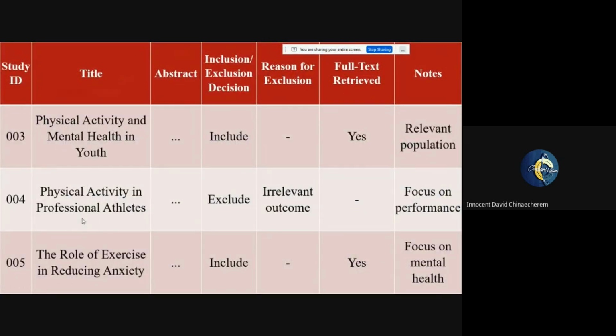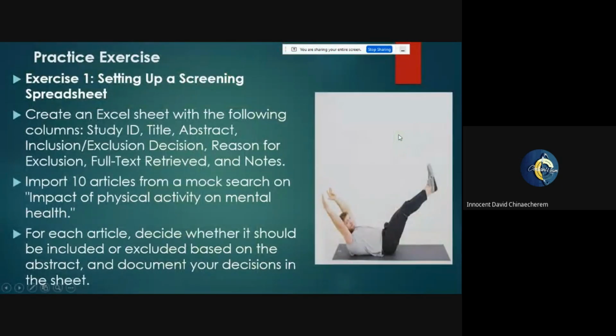So this is what it looks like in Excel when we have the study ID, the title, and the abstract, so we know whether we're going to include or exclude it, and the reasons for exclusion, which is going to be noted because we have to gather all this information and record it on the PRISMA flow diagram, and also note some of the population.